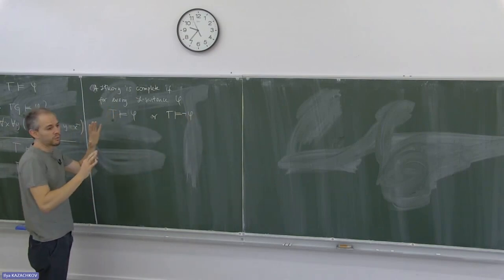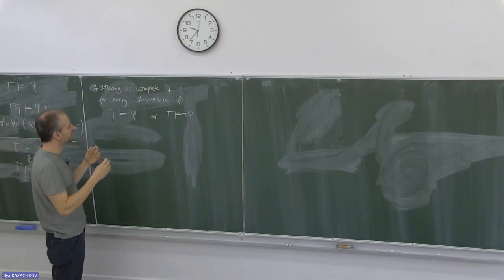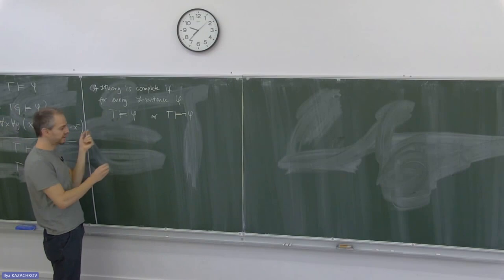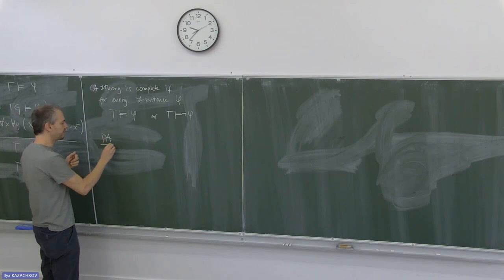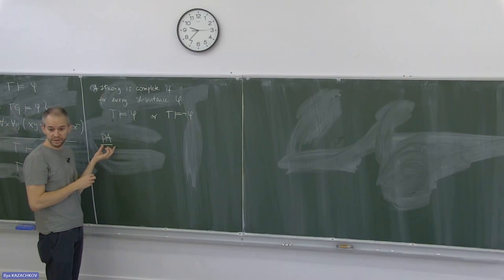Gödel's incompleteness theorem, or one way to phrase it, is perhaps a little bit more specific. The formulation I'm going to give is not the most general one, but it says that if I take T to be the first order axioms of Peano arithmetic that I gave you, then this theory is not complete.